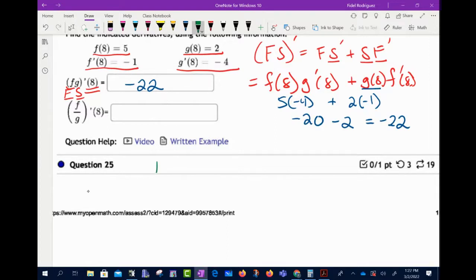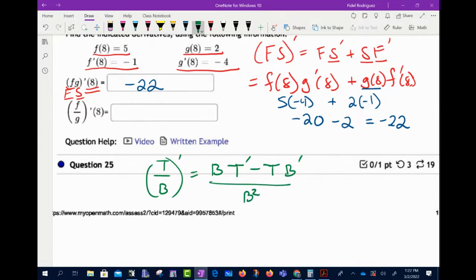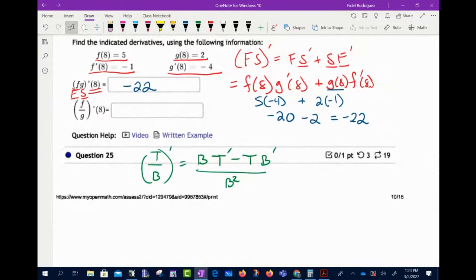So remember, when I have a function that's a quotient, the rule is the bottom function times the derivative of the top, minus the top times the derivative of the bottom, all over the bottom squared, right? Okay, so again, I'm going to do the same kind of approach here, y'all. The bottom function is our g. So we're going to say g of 8 times the top function, which is my f, f prime at 8.